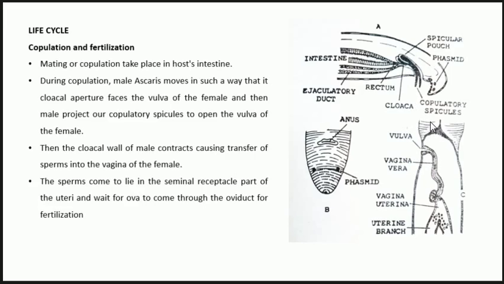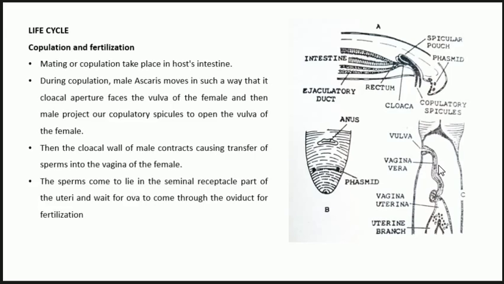Now what happens then? Male projects out these copulatory spicules to open the vulva of the female, and then the cloacal wall of the male contracts, causing transfer of sperms into the vagina of the female. So this particular part opens up the vulva, and the ejaculatory duct where you have all the sperms present, it is transferred into the vaginal region as shown in the diagram.